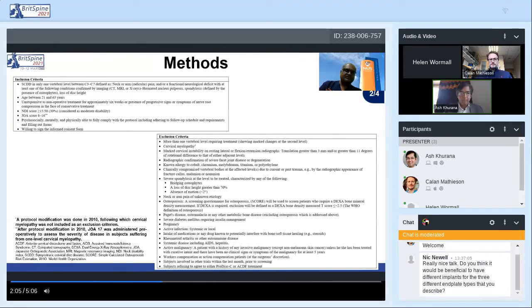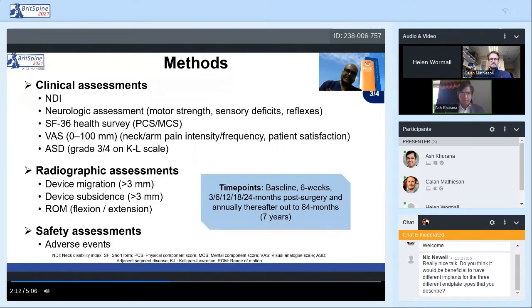So patients with JOA scores of 13 to 17 were also included in this study. The outcome assessments were clinical, which is the NDI, neurological assessment, SF36, VAS, and adjacent segment degeneration, looking at the KL scale, radiologic assessment, and safety assessment as mentioned here.